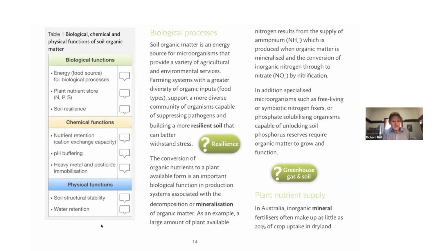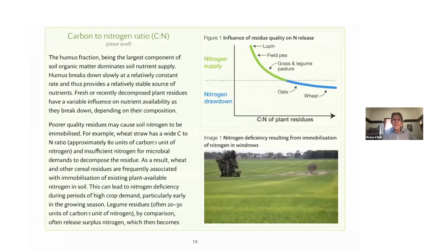And then the physical functions of soils, its formation and stability of structure depends on organic matter, and of course the water retention of the soil. So all of those. One of the key properties of organic matter, particularly organic matter that's being added into the soil, is its carbon to nitrogen ratio.